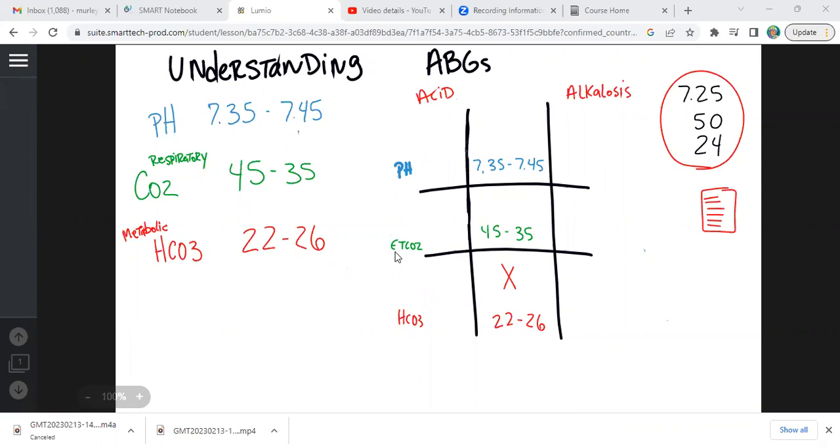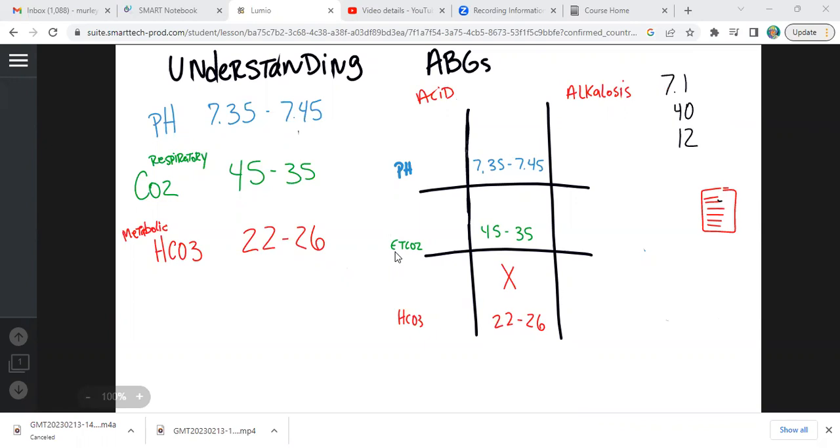Yep. So, all right, let's say this one. Let's say the patient has a pH of 7.1, a CO2 of 40, and an HCO3 of 12. So tell me where to put the X's on this one.